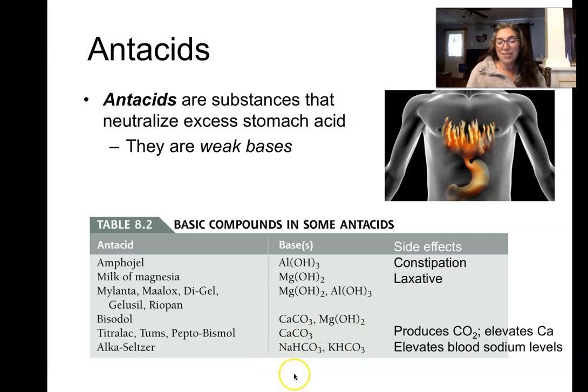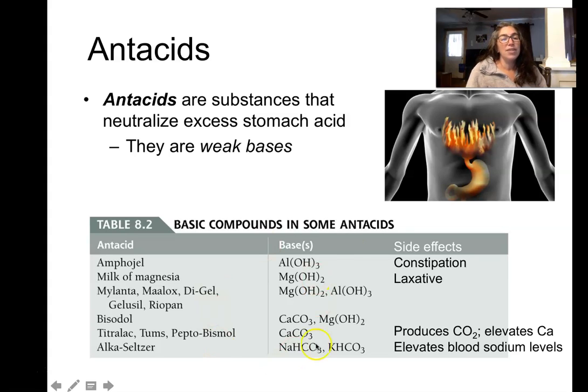And then Alka-Seltzer usually contains sodium carbonate or sodium bicarbonate, which is basically just baking soda in water. So you can actually make your own Alka-Seltzer, and some people will do that. They'll put baking soda in water and drink that as an antacid. You do have to be careful though, because that sodium concentration can be a bit high, and if you have high blood sodium levels, that would be an antacid you would want to stay away from.